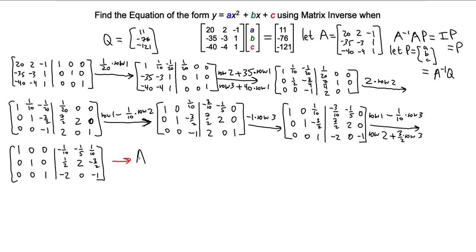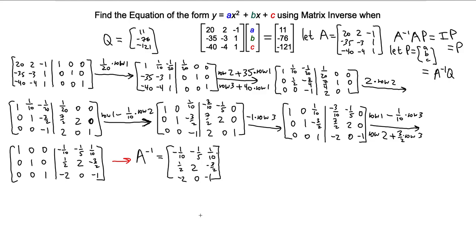Very good. So as a result, the inverse is what? The inverse matrix is this, the former identity matrix that we've transformed into the inverse: minus 1/10, minus 1/5, 1/10, 1/2, 2, -3/2, -2, 0, -1. Okay.